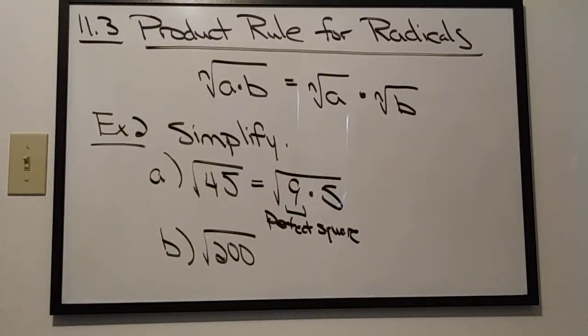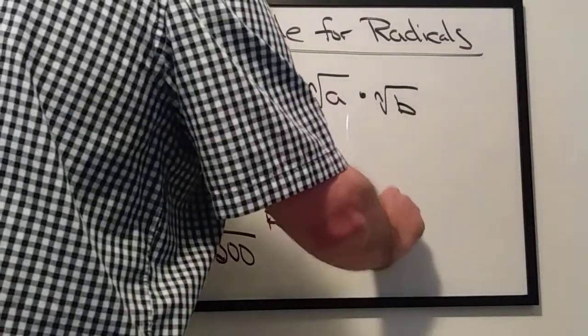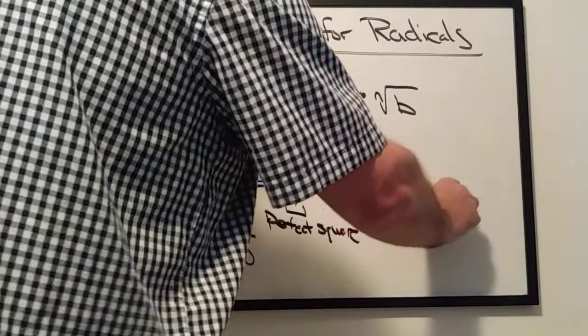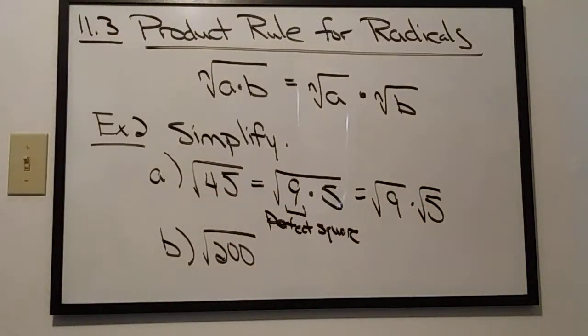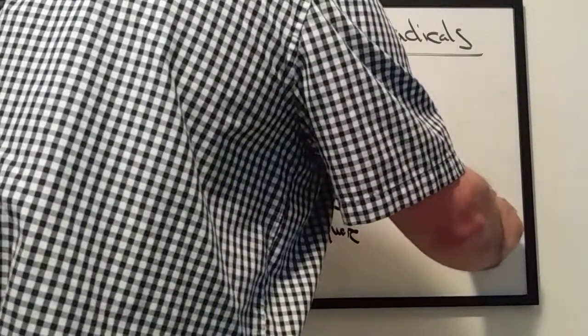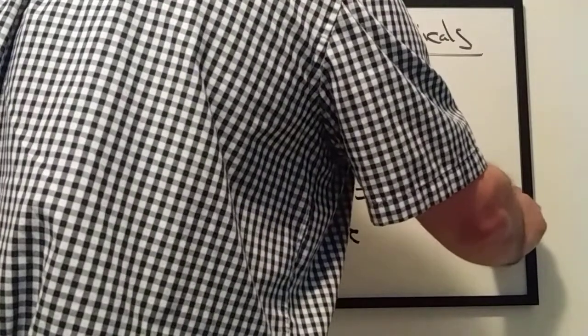Well, the product rule for radicals says if you have the square root of a product, two things multiplied together, you can break this up as the square root of the first factor times the square root of the second factor. Now, because our first factor is a perfect square, that means that we're actually going to be able to evaluate that first piece. The square root of 9 ends up being the number 3. So we have 3 times the square root of 5.